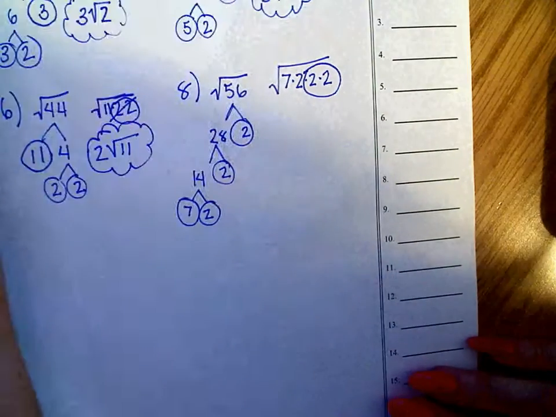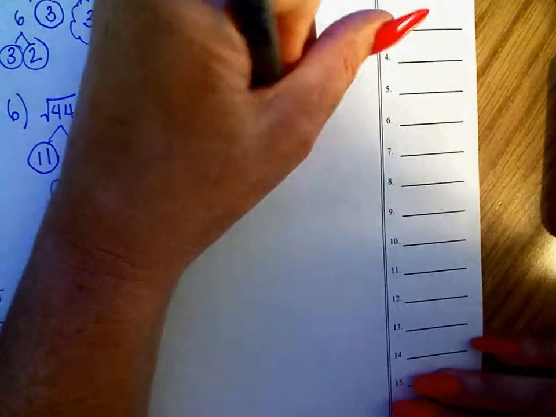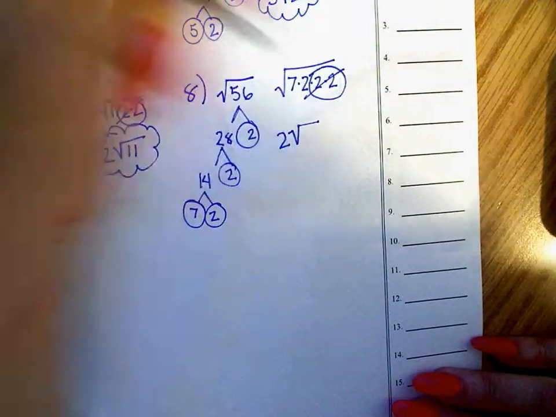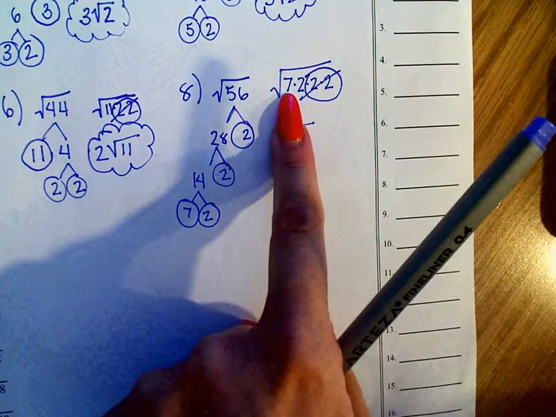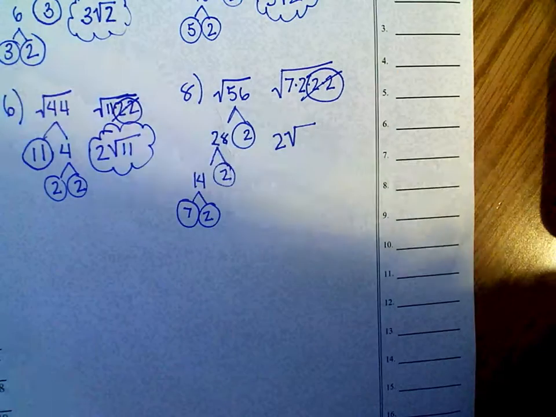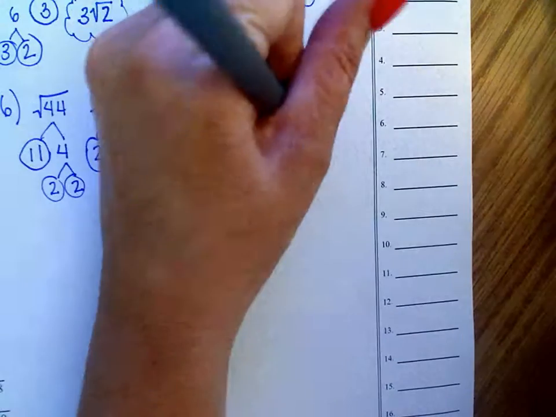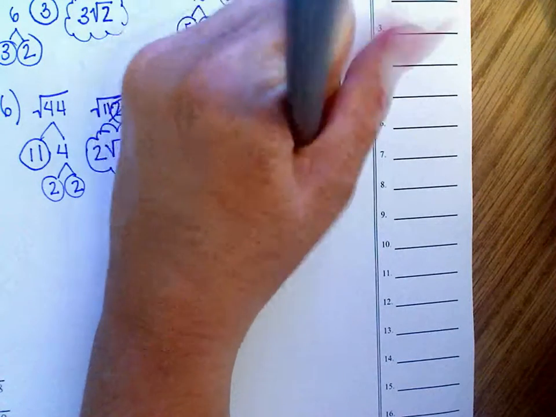Okay, so again, look for a pair. You have a pair of 2s. Cross out the pair of 2s and put 1 2 on the outside, and then on the inside you still have a 7 and a 2. Those aren't the same number, so they're not a pair. You can just multiply them together. 7 times 2 is 14.